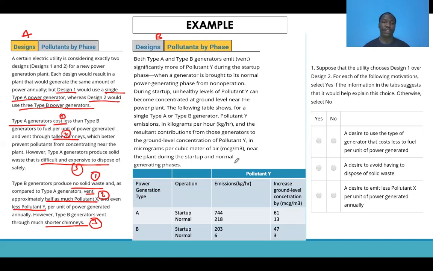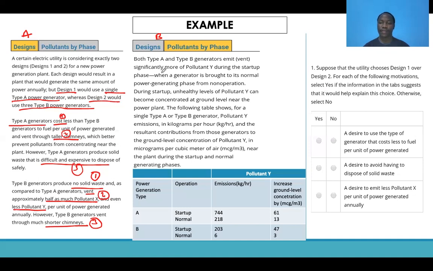All right. So that is the information in the second tab on pollutants by phase. That is the phases we're talking about, the startup phase and the normal phase for both generators. All right. So let's look at our question. It is the first question. Suppose that the utility chooses design 1 over design 2. For each of the following motivations, select yes if the information in the tab suggests that it will help explain this choice. Otherwise, select no.